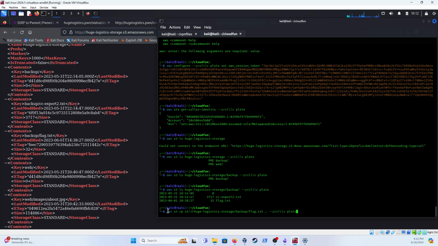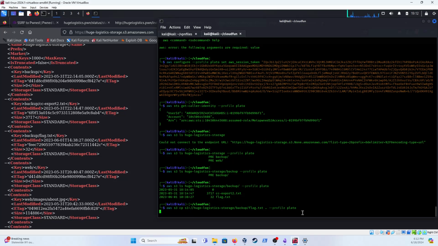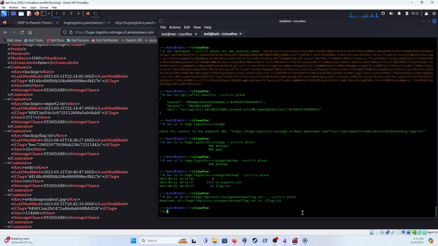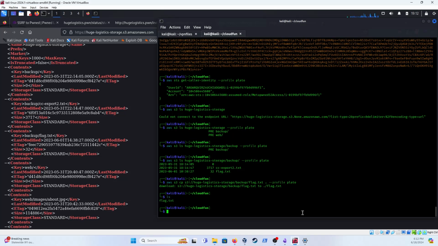Right, so this is the AWS CLI tool. We're using the S3 service to copy this file, and we're going to put it in the current directory, with the profile of Plato because that's the credentials. And let's see. Yeah, we do have the flag text. I'm not going to cat that file, but that was how you access the flag that you can then turn in.